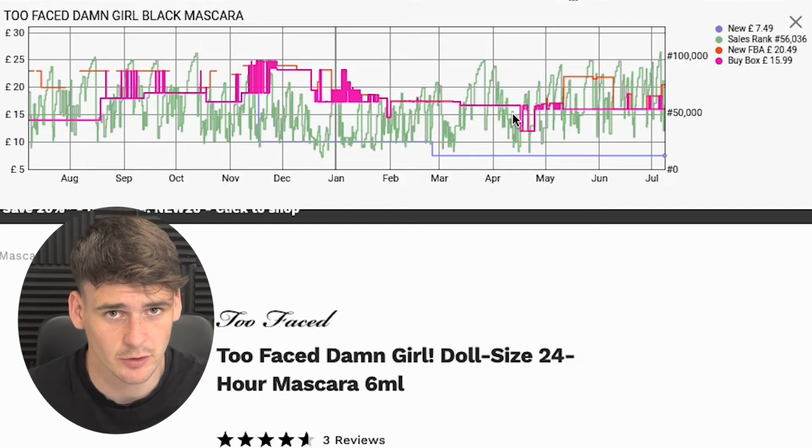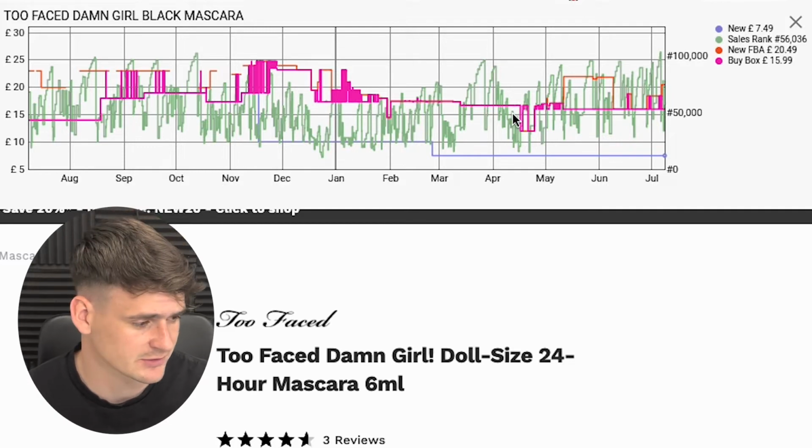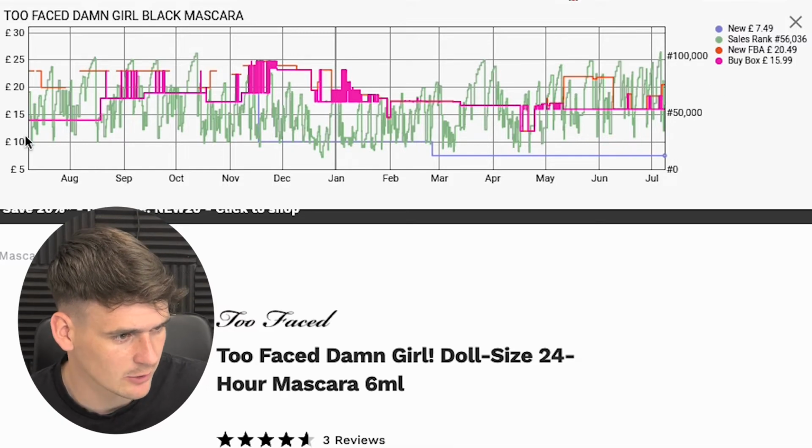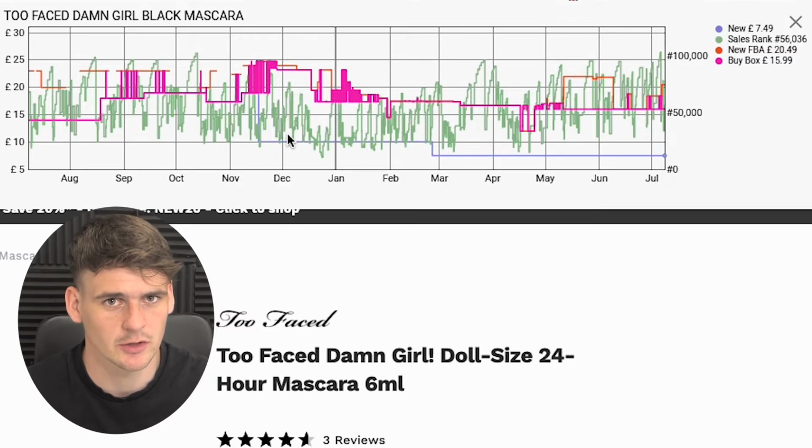You need a very good profit margin, and you need to be able to see that they're sharing the buy box, which I'll show you on one of the next products. But if Amazon were on this listing, it would be shaded in orange, so it's quite obvious. And for a lot of people, that is a no-go on a product.